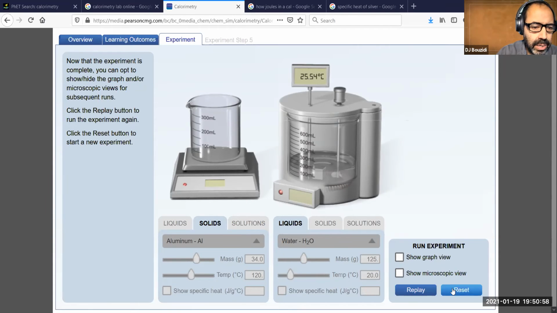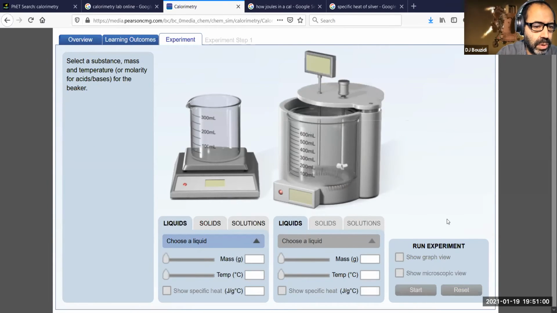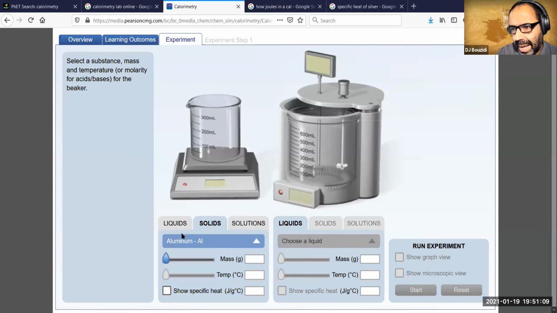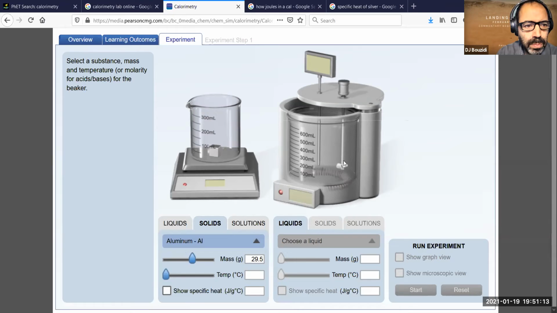So it says start with aluminum, so I'm going to start with aluminum. So I'm going to go back and here reset because I've been doing this one before. Since I'm starting fresh, I'm going to start with a solid. I'm going to pick up aluminum from the bunch in here. I'm going to pick up a mass. It's really not telling me how much mass I'm going to take, but I have to take a mass that's going to submerge inside the liquid I'm going to pick up later on.